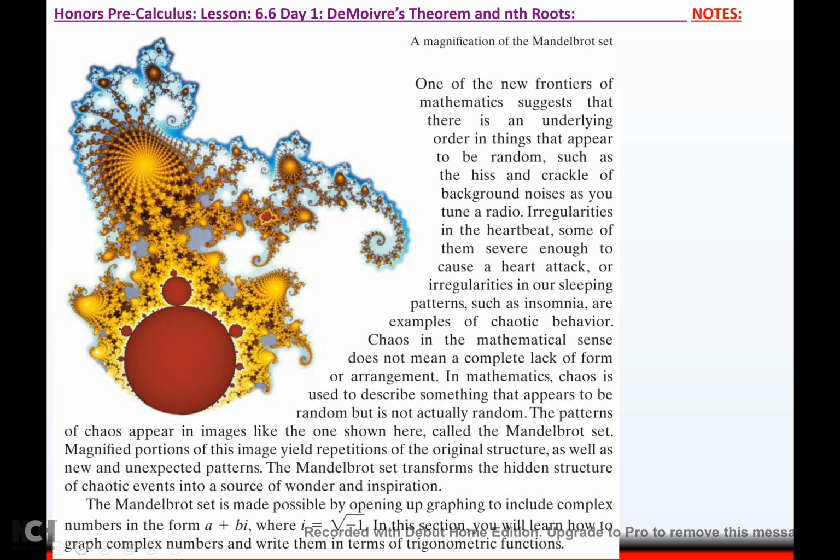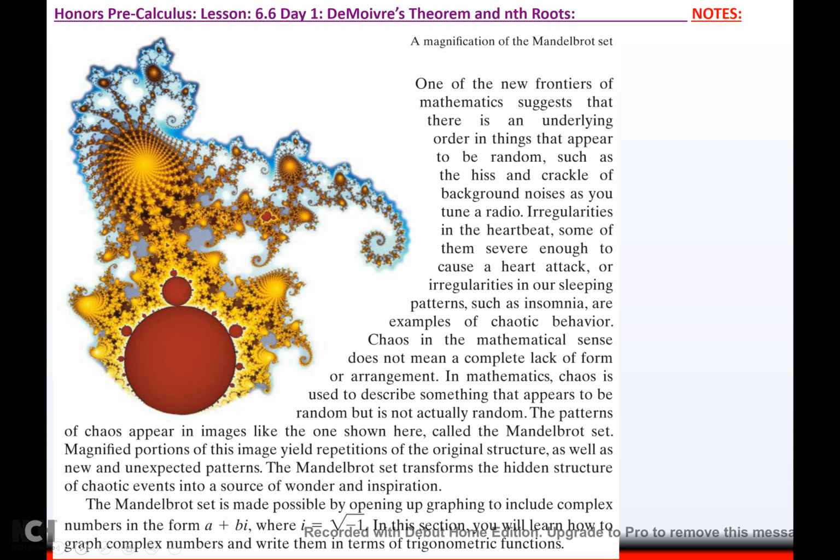It says, one of the new frontiers of mathematics suggests that there is an underlying order in things that appear to be random, such as the hiss and crackle of background noises as you tune a radio. Irregularities in the heartbeat, some of them severe enough to cause a heart attack, or irregularities in our sleeping patterns, such as insomnia, are examples of chaotic behavior. Chaos in the mathematical sense does not mean a complete lack of form or arrangement. In mathematics, chaos is used to describe something that appears to be random but is not actually random.